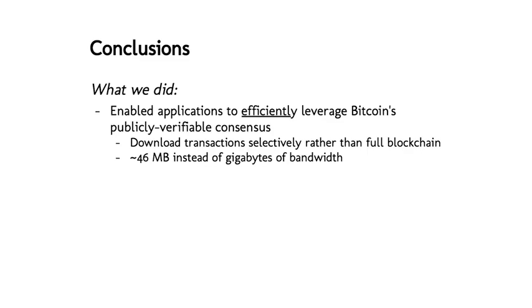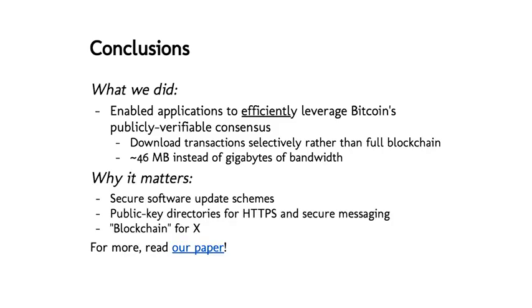What we did here is that we enabled these applications to efficiently leverage Bitcoin's consensus, right? So clients can download transactions selectively rather than the full blockchain and prevent equivocation. And you only need to get 46 megabytes instead of gigabytes from the Bitcoin blockchain. So why does this matter? These are, I think, the 3 killer apps: secure software update, public key directories.